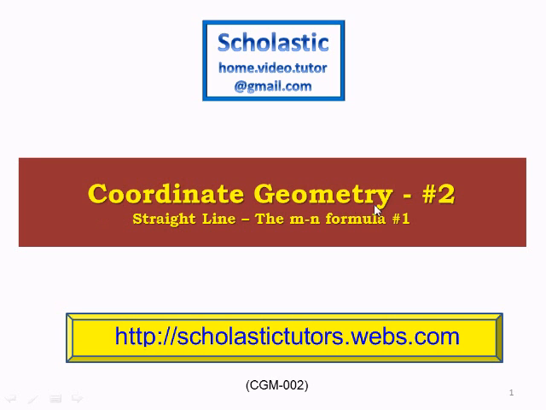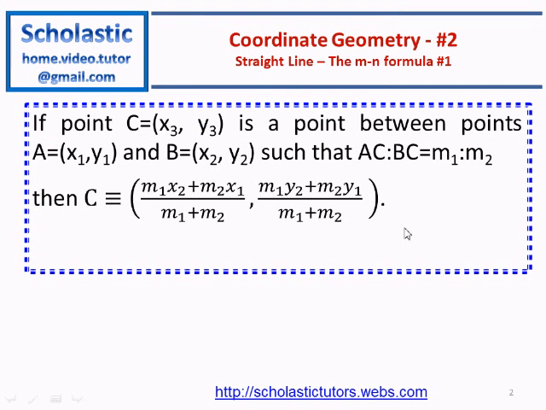Coordinate geometry number 2, straight line. The MN formula number 1. If point C is a point between points A and B such that AC times BC equal to M1 times M2, then C is given by these expressions. This is the x coordinate, this is the y coordinate of C. Let's try to prove this one.